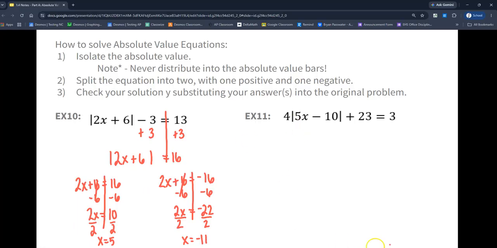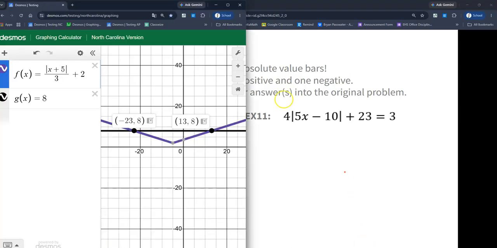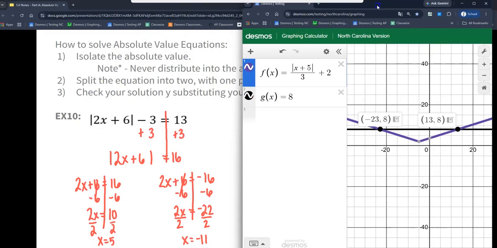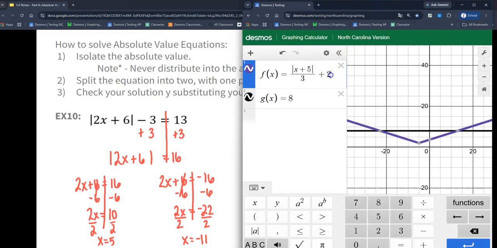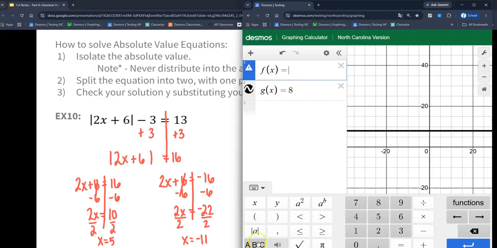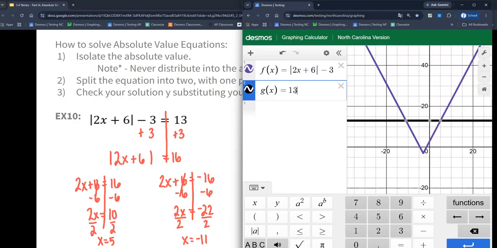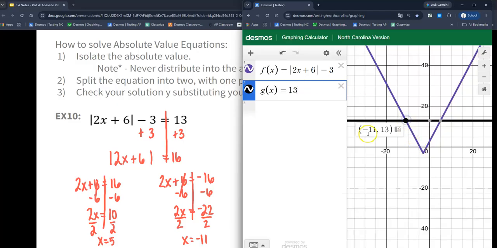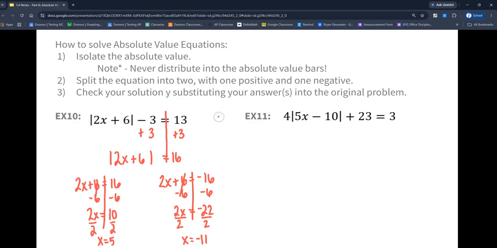Okay. And just to make sure you guys see me do this again, like every time, absolute value of 2x plus 6 minus 3. Type that in here. G of x equals 13. They cross at negative 11 and 5, which are the two answers that we got, right? So we feel pretty good that we got it right. Okay? Questions here?